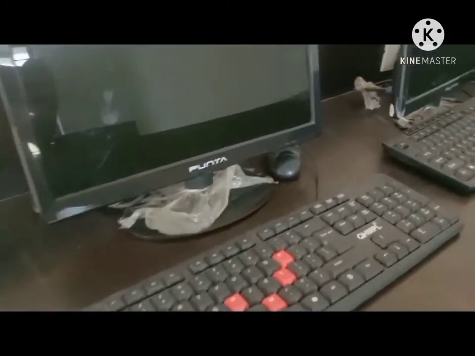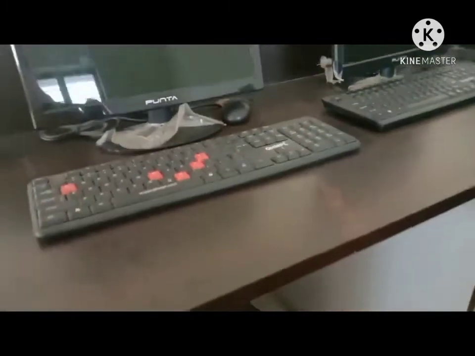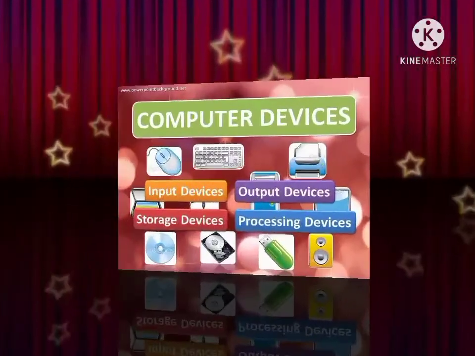Dear students, can you identify the names of these parts? What is this? This is monitor. And what is the name of this device? This is keyboard. And this is CPU, the brain of computer. What is this? This is mouse. Okay?